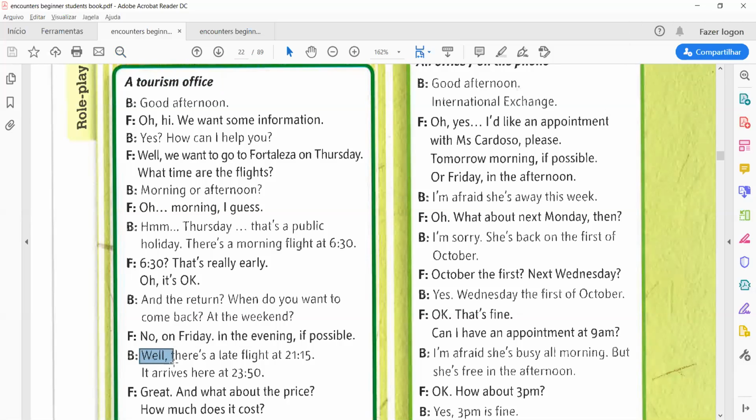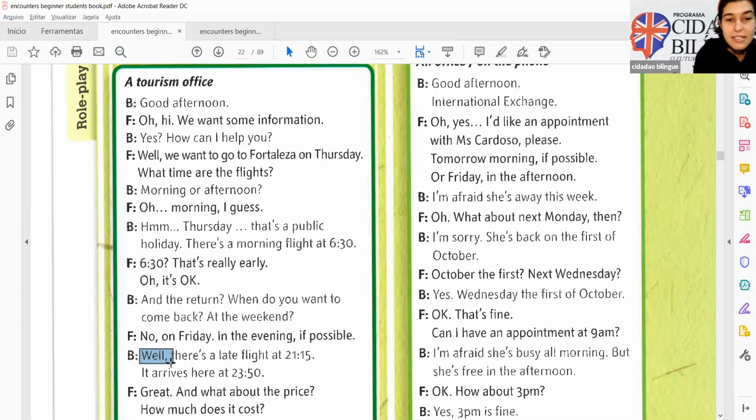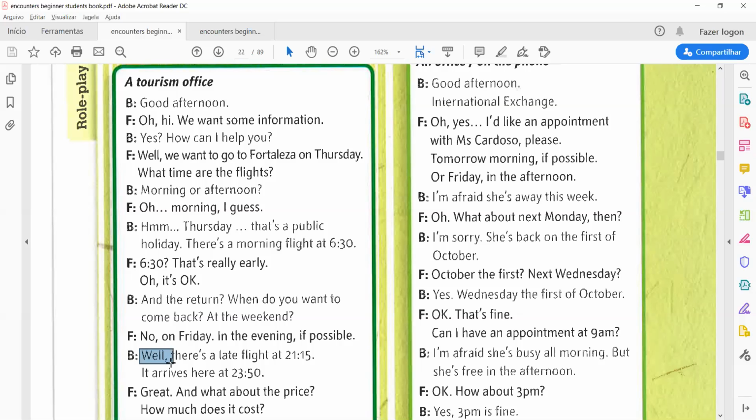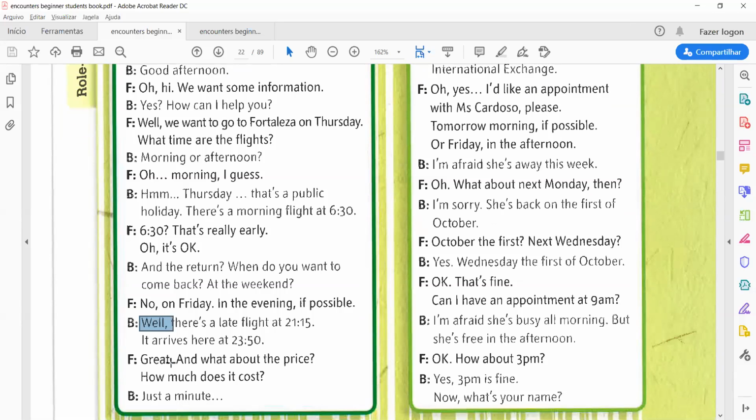Well. There's a late flight at 21:15. It arrives here at 23:15. Okay. Well, there is a late flight.